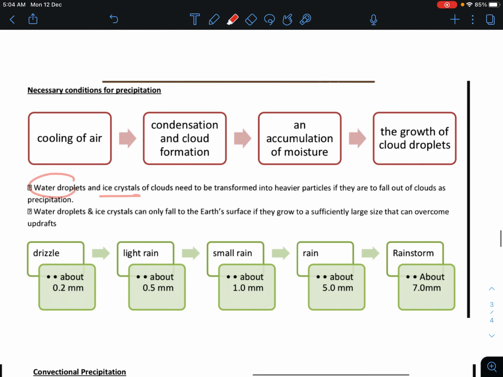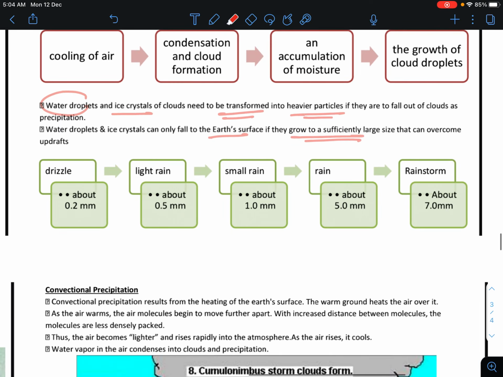It is saying that the water droplets and ice crystals of clouds need to be transformed into heavier particles if they are to fall out of the cloud as precipitation. Water droplets and ice crystals only fall to the surface if they grow to a sufficiently large size that can overcome the updraft.